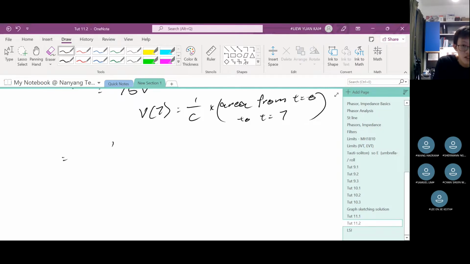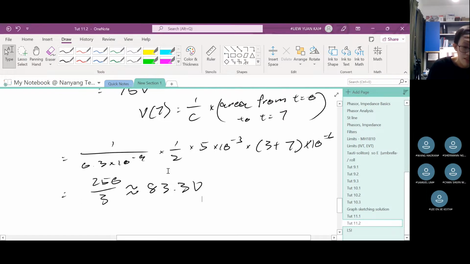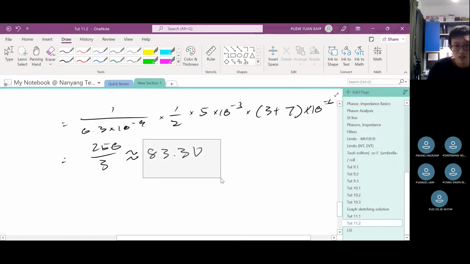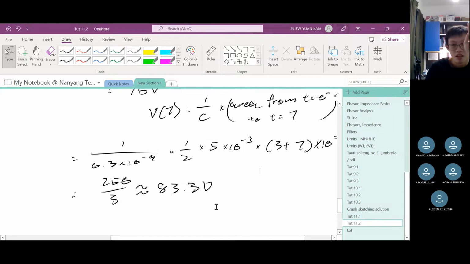So you get 1 over, okay, so half height A plus B, you should get, which is about 83.3 volts. So by the time you reach 7 microseconds, you will accumulate 83.3 volts of potential difference. Now, how to plot the graph, right? These are the values of each time segment.